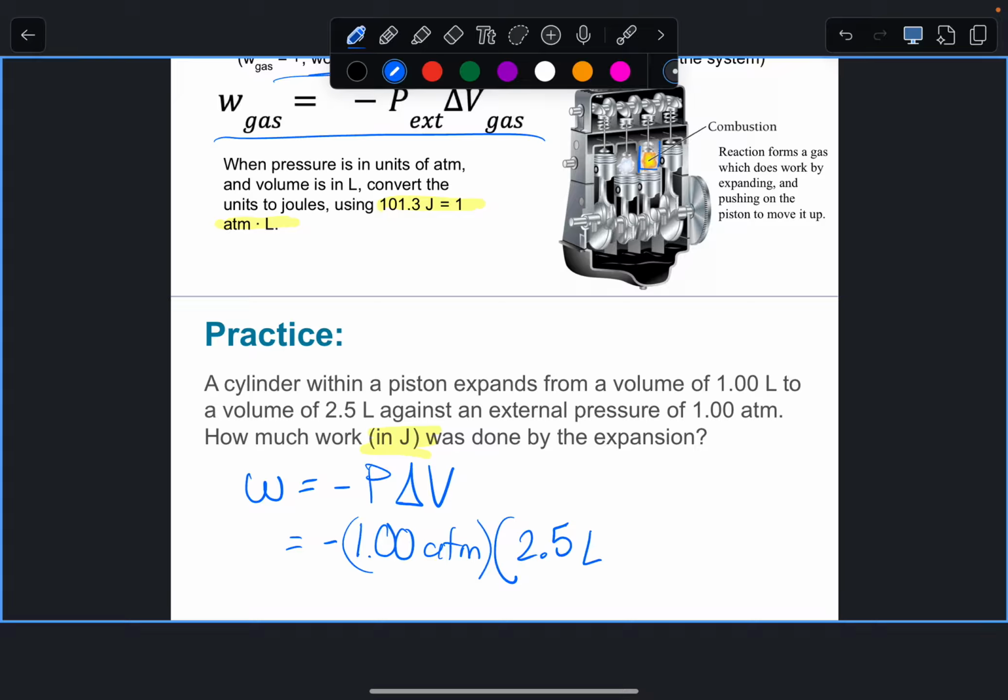Same thing with the change, final minus initial. You want to always make sure you're doing that. Every time you see that triangle, delta, final minus initial, final minus initial.